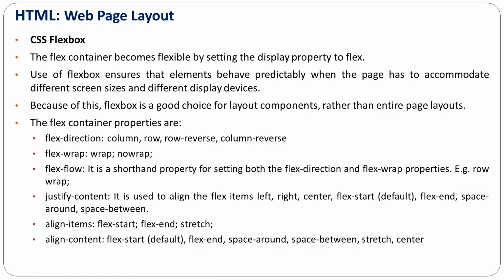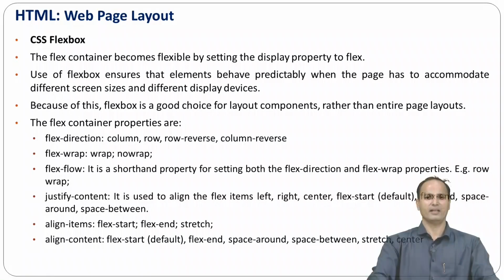In the same way, justify content is another property. It is used to align the flex items: left, right, center, flex start, flex end, space around, space between. Then align items is another property having the values flex start, flex end and stretch. Then align content is a property having the values flex start, that is the default one, flex end, space around, space between, stretch.